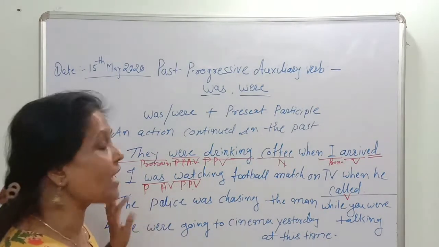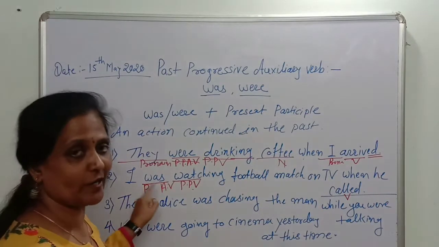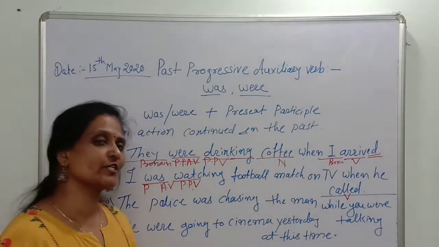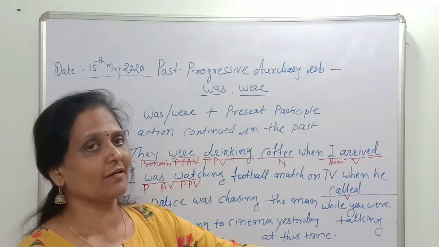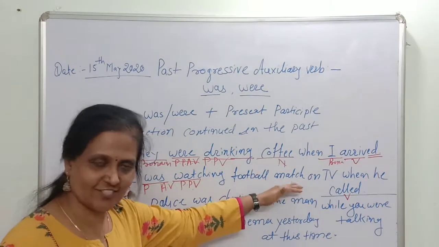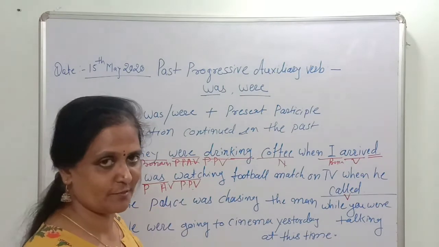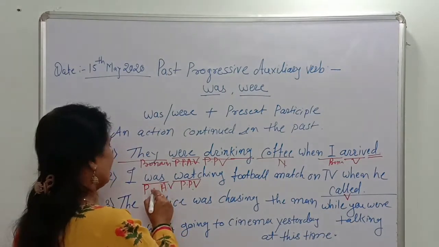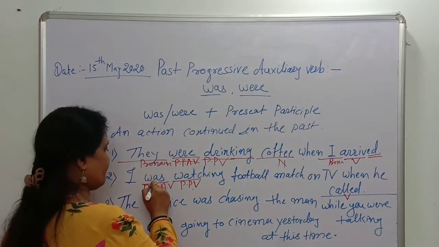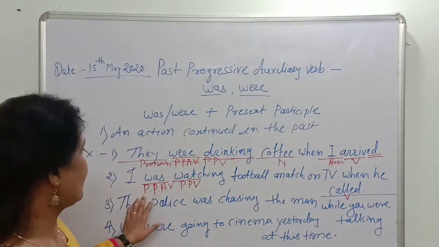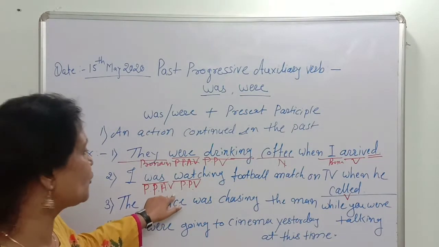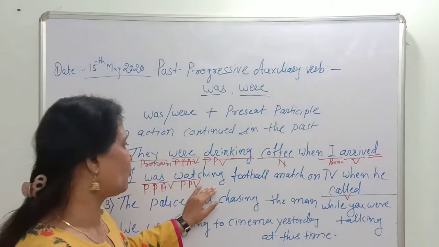Now, why is it called that? It is a progressive auxiliary verb because the action happened in the past and it continued. In "was watching football match," watching is the present participle, right? So we have to use here past and P for progressive. This "was" is the past progressive auxiliary verb, used with the present participle verb.